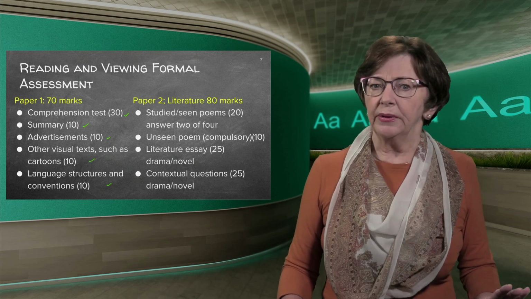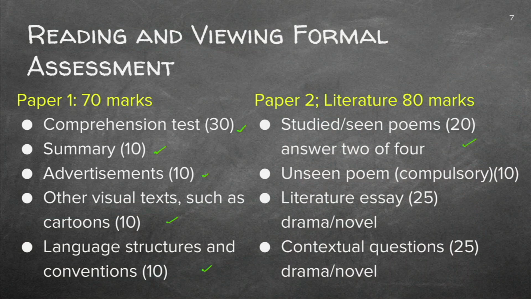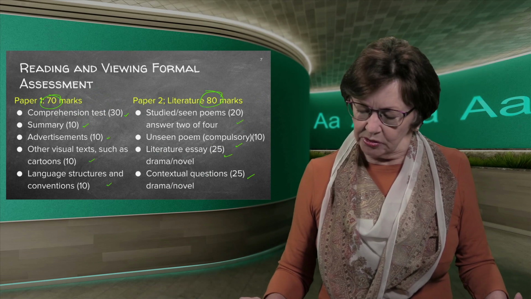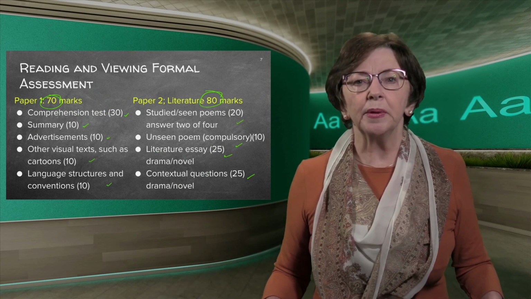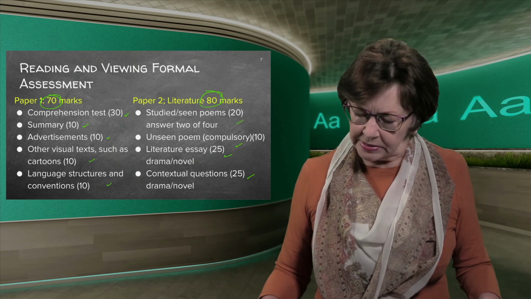That's your paper 1. And paper 2 will then be the seen and the unseen poems, and it will be the literature essay and the literature contextual, and that one will be 80 marks and this one will be 70 marks. And then, of course, paper 3 will be out of 100, and that is the total number of papers that you will have to write at the end of the course.